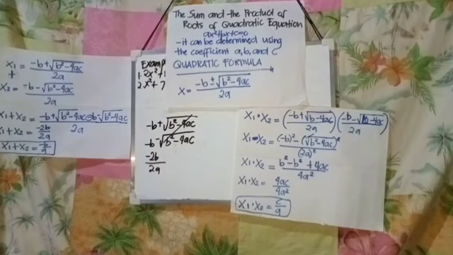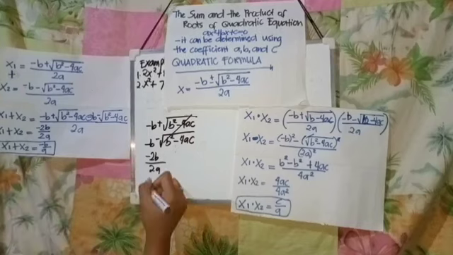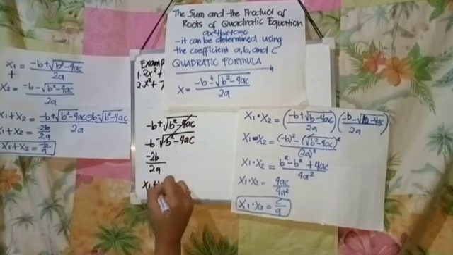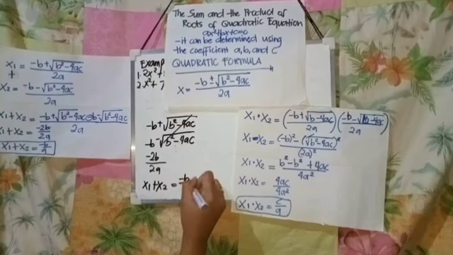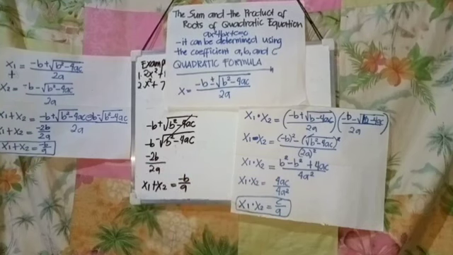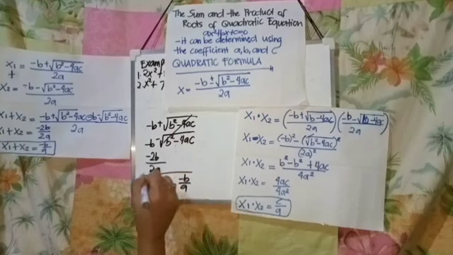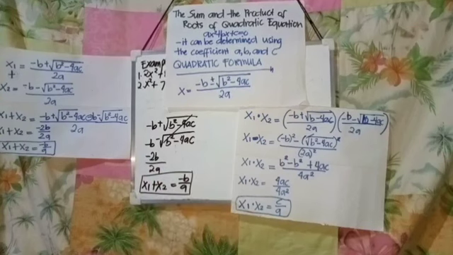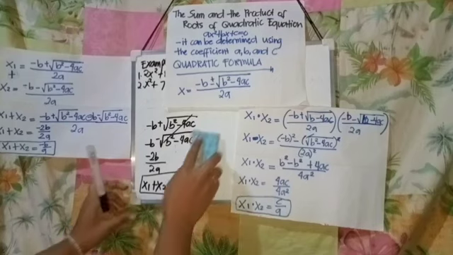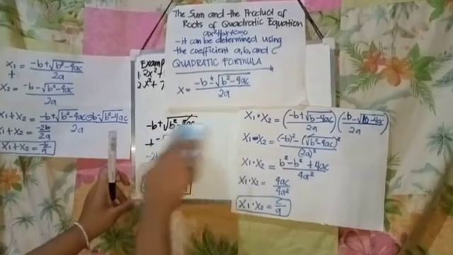That is why in the sum of the roots of a quadratic equation, all we have to do is to use the equation x sub 1 plus x sub 2 is equal to negative b over a. Since 2 and 2 can be divided, the equation here will be x sub 1 plus x sub 2 is equal to negative b all over a. So that is the equation in getting the sum of the roots of a quadratic equation.